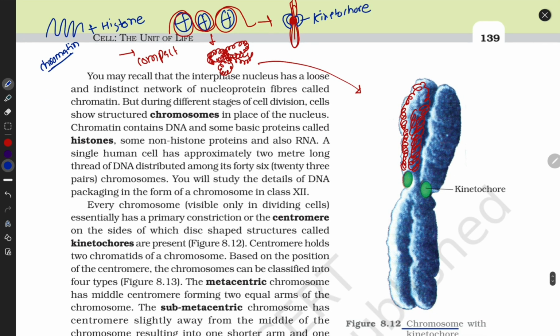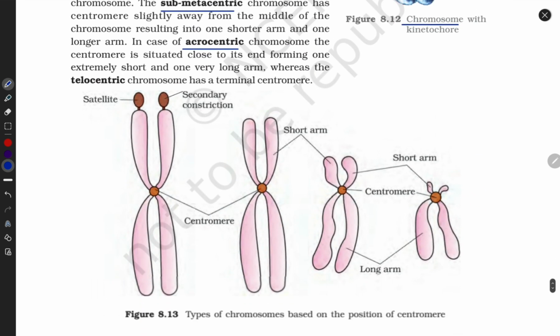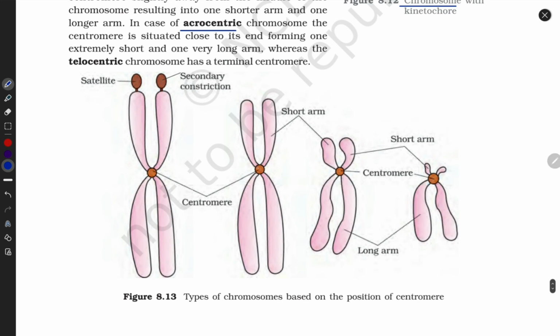Now, according to centromere arrangement, the chromosome is divided into metacentric, submetacentric, and acrocentric. Look here. If the centromere is present in the center part, these are the centromere. They are present in the center part, and this size is equal. We call it a metacentric.